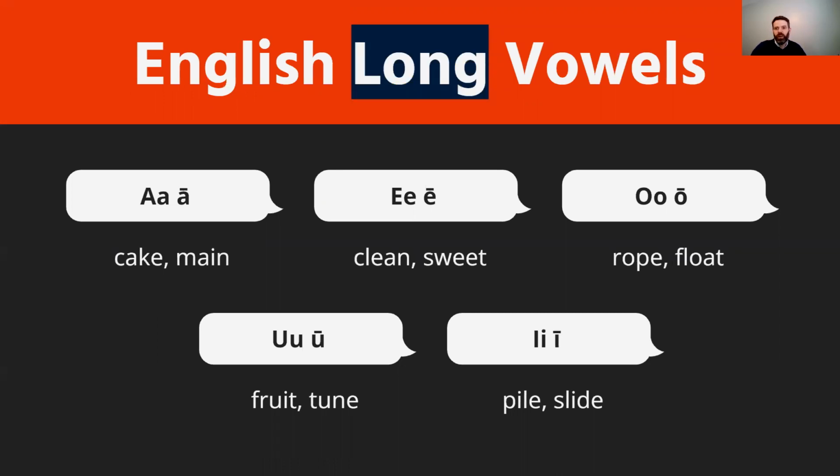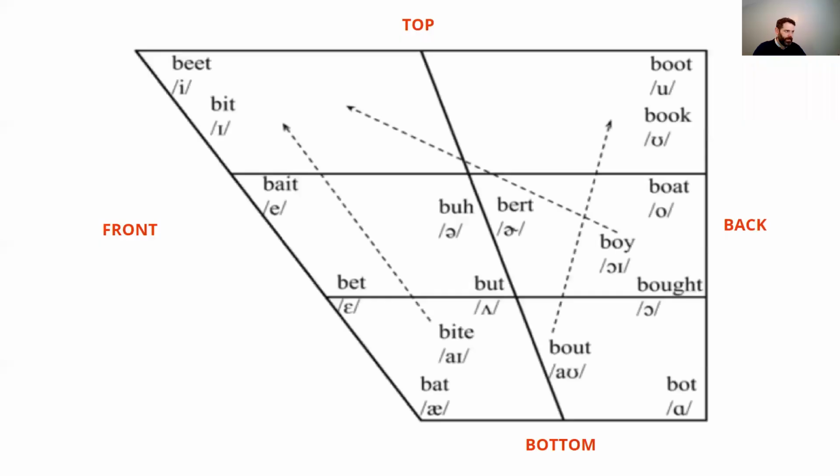Here are the English long vowel sounds. These vowel sounds are easier in some way because the name of the vowel letter is the same as the sound that it produces when it's long. So long A is A, long E is E, long O is O, long U is U or U, and long I is I. Now, in addition to those 5 short vowels and 5 long vowels, we have additional vowels.